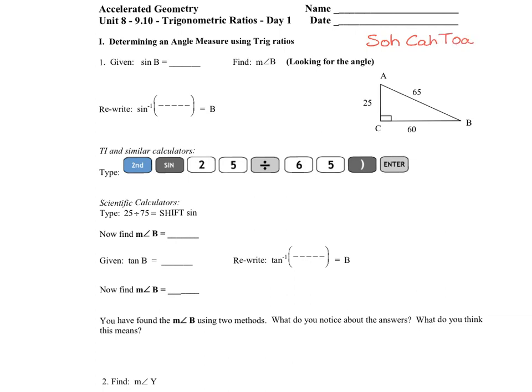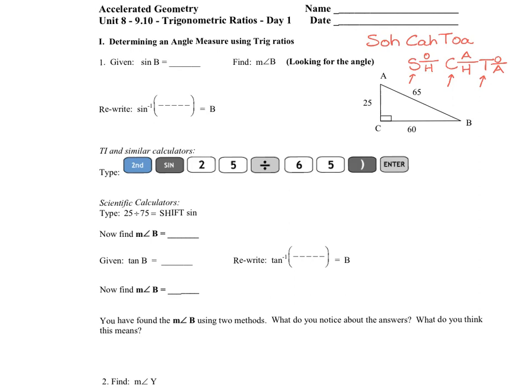As I've shown my kids, I like to write it in this fashion. SOHCAHTOA. They mean the same thing, right? Sine of an angle is equal to opposite over hypotenuse. Cosine of an angle is equal to adjacent over hypotenuse. And TOA, tangent of an angle, is equal to opposite over adjacent. I just like it in this format because it shows you exactly how the ratios need to be set up.